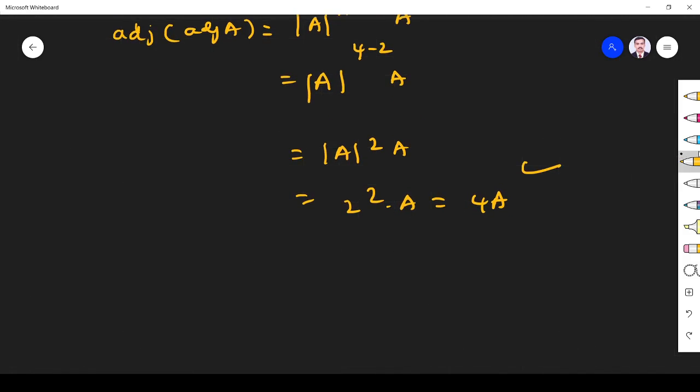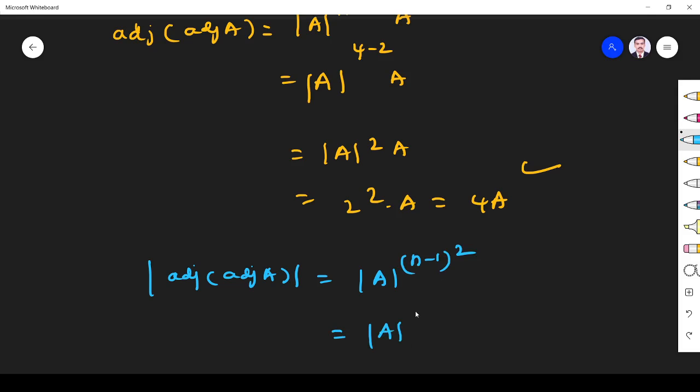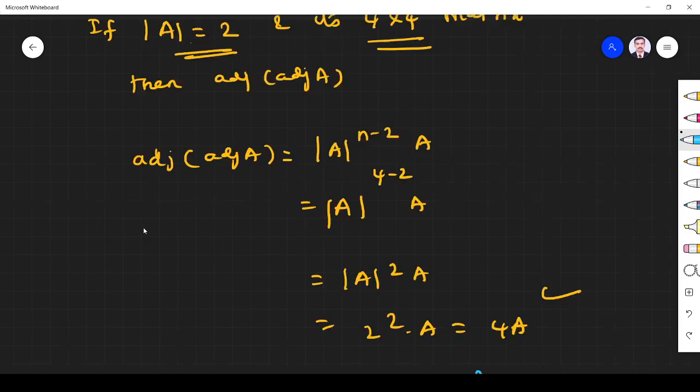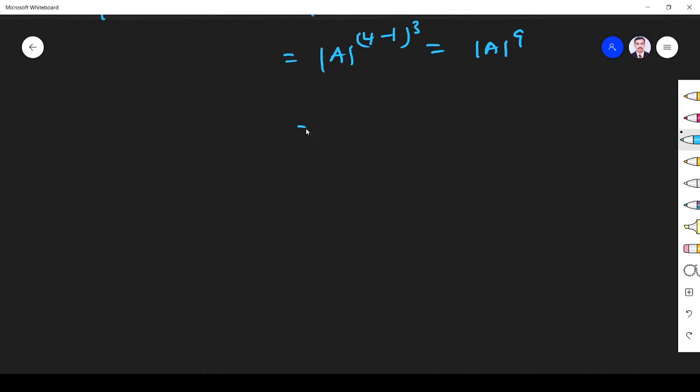Suppose they ask what is the determinant of adjoint A. If the question is like this, the formula is determinant A raised to the power (n minus 1) whole squared. So determinant A, n is 4 minus 1, that is 3 squared, so it is A power 9. Determinant A they have given already as 2, so it is 2 power 9, which is equal to 512. Fine, so in this way we can solve problems like this.